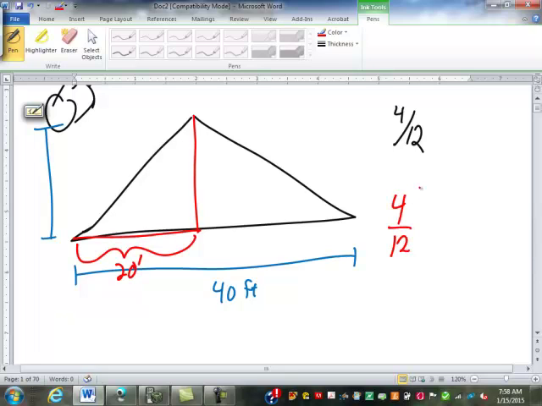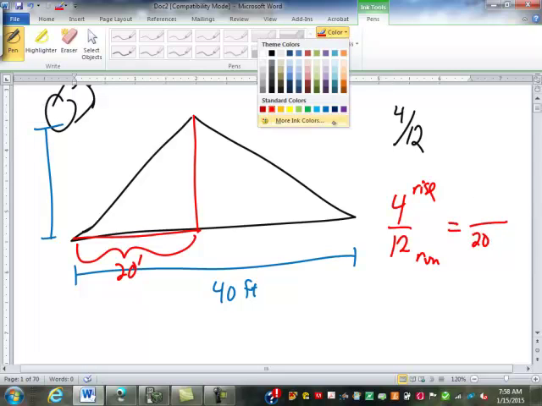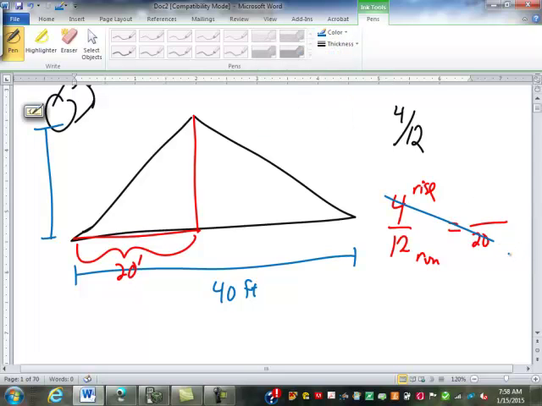So 4 over 12, remember, is a rise over a run. Is the 20 a rise or a run? It's a run. So the 20 goes on bottom. So we're going to cross multiply. 4 times 20 is 80. Divided by 12 is 6.67. So 6 2/3 feet. Or 6 feet 8 inches if you want to do the conversion.